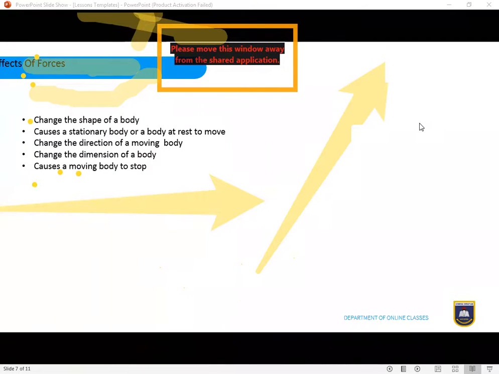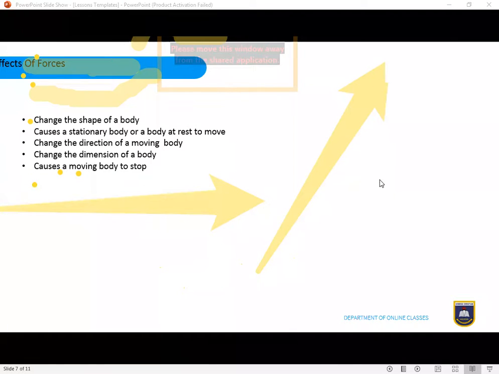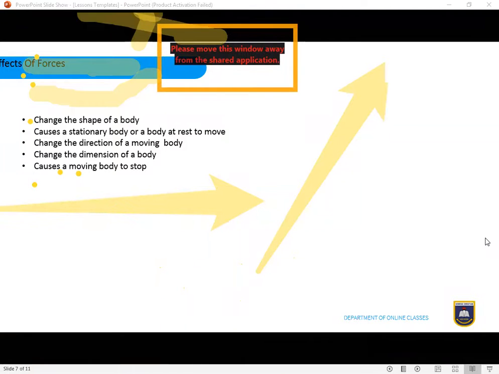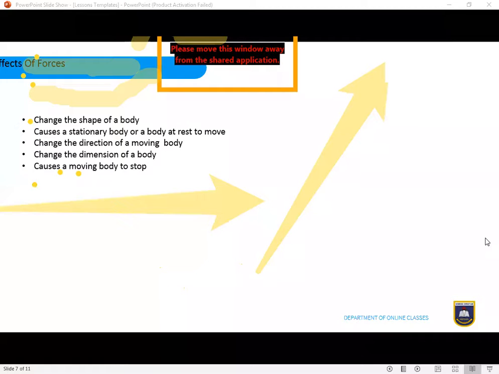A force changing the shape of a body causes a stationary body, or a body at rest, to move. So anytime you hear "at rest" at any place, it means the body is stationary. Note that. It also changes the direction of a moving body.